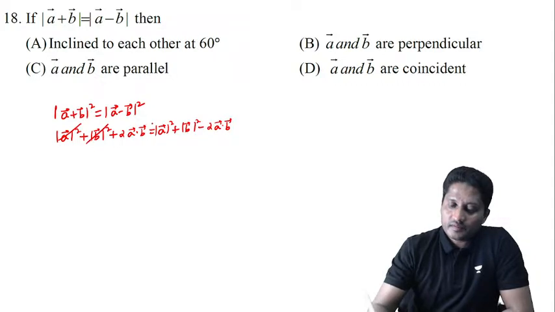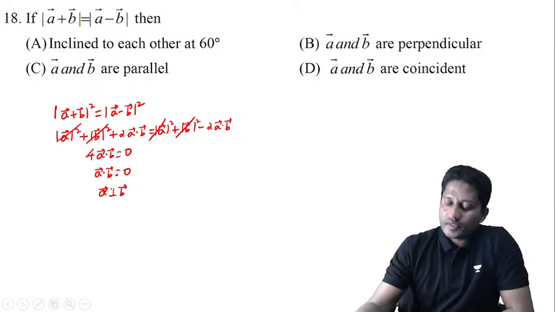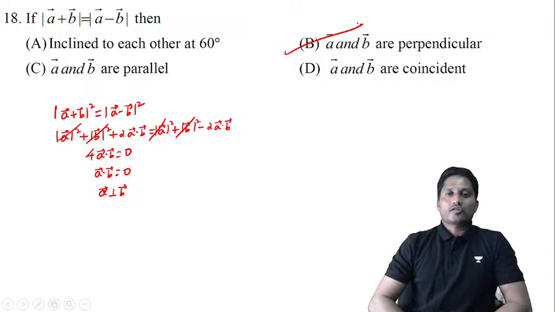This will cancel. 4 times a dot b is equal to 0. 4 is a constant, you shift on the right side. A dot b is 0. A dot b is 0 means a is perpendicular to b. A and b are perpendicular. Answer is option B.